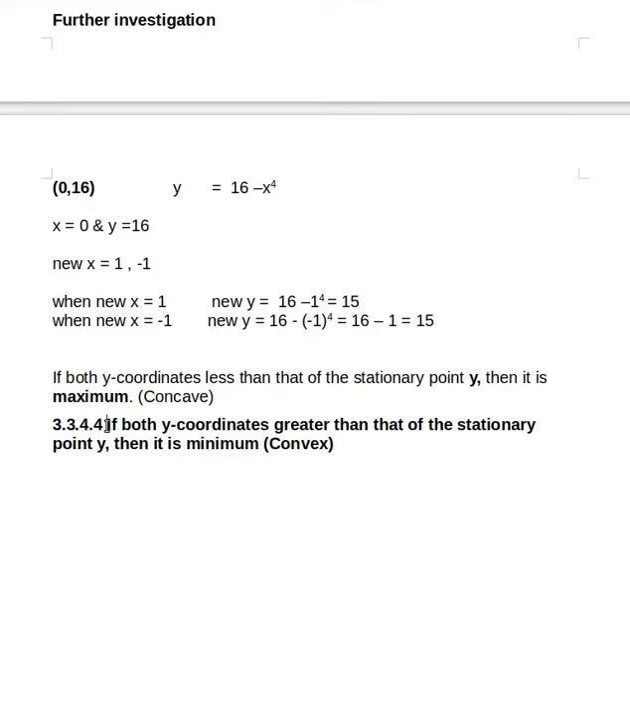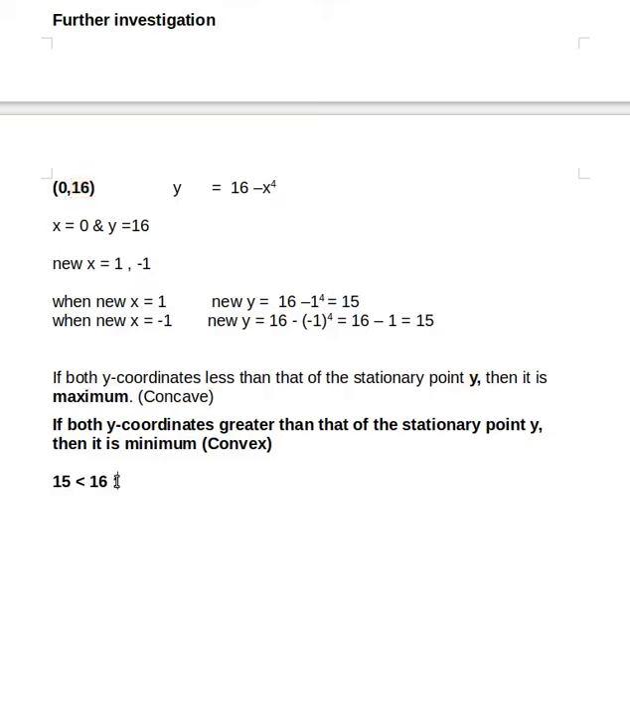For that, what we have to do is check if the new y coordinate, which here we get as 15, is less than or equal to the stationary point, then it is maximum. So our new y coordinate is 15, which is less than or equal to our stationary point. Our stationary point is 16. Yes, that condition is correct.